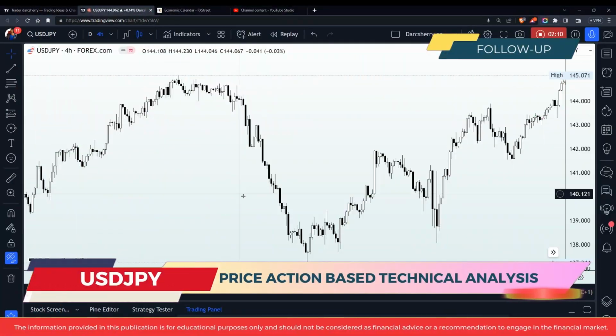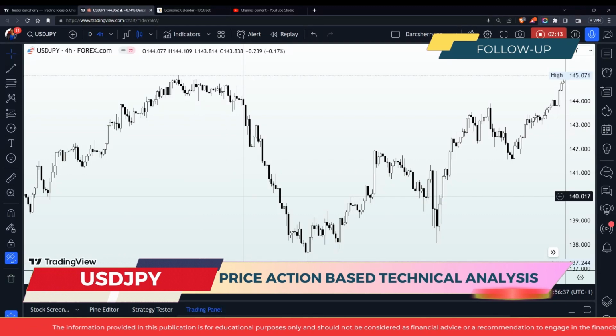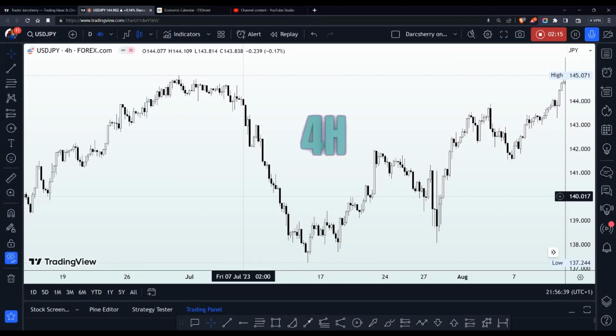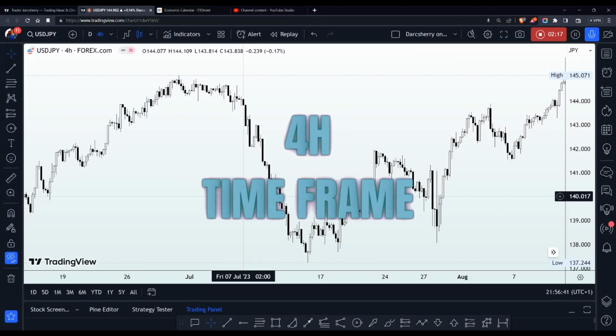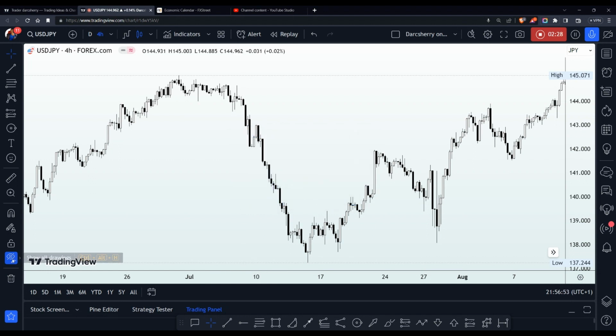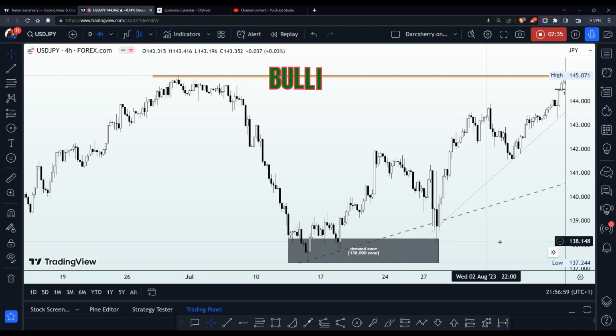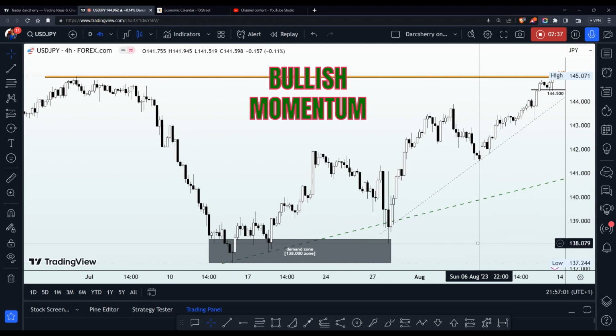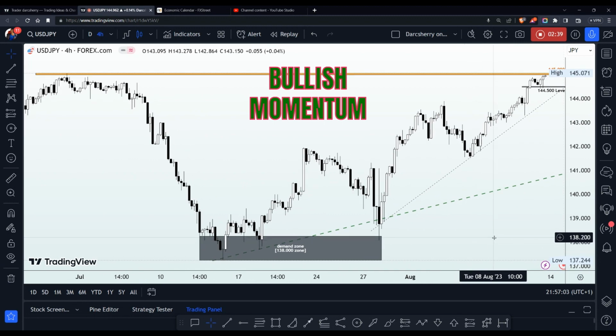Well, the first thing I was able to do on the USD JPY was to go into the 4 hours time frame, where I was able to identify a very simple setup that we are going to be using for this week. To take into consideration the nature of price action since the mid month of July, it is quite clear that price action has been bullish, as you will see on this chart right now.